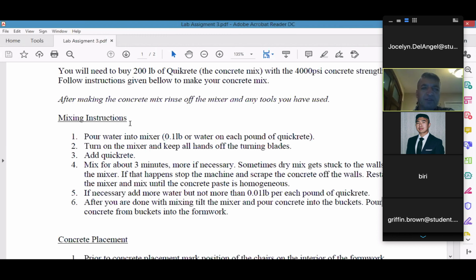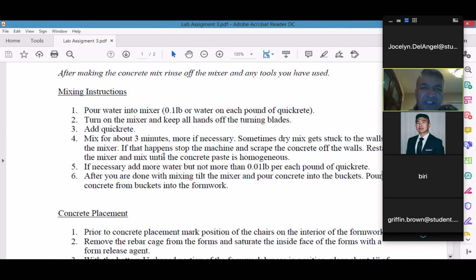So how are we going to mix? What are the mixing instructions? It says, pour water into the mixer. You will see the picture of it in a minute. It's a red mixer. I showed it to you at the beginning. And we're going to pour water in the mixer first.